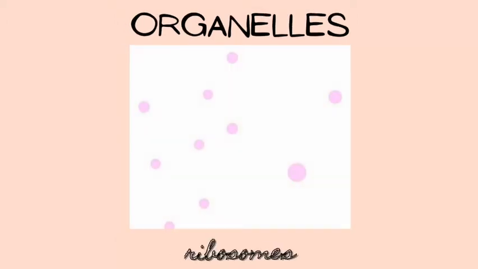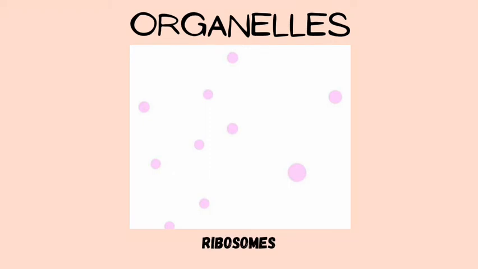Next, we have the ribosome. Ribosomes are tiny organelles that contain ribonucleic acid or RNA and specific proteins within the cytoplasm. Within the cells, ribosomes are directly involved in the manufacture of protein.